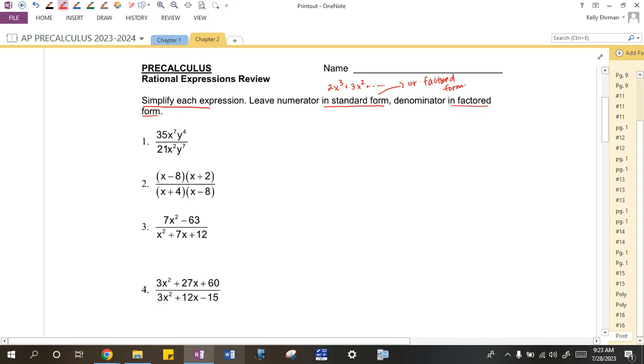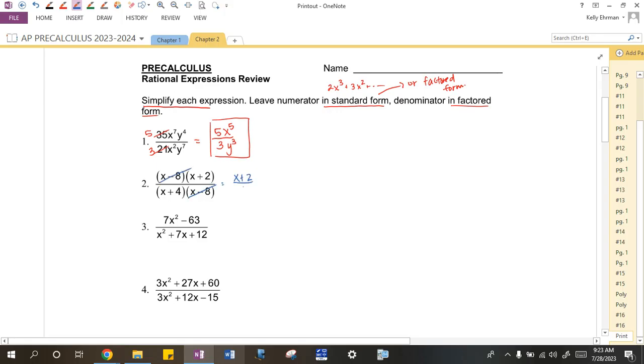recall that when you're reducing variables with exponents, you subtract their exponents, but with coefficients out in front, we are just reducing 35 over 21. Those both divide by 7. So I'm going to start out with 5/3. Subtract 7 minus 2, x to the 5th. 4 minus 7 is -3, so instead of writing y to the -3rd, I'm going to write y to the 3rd in the denominator. That's that one.